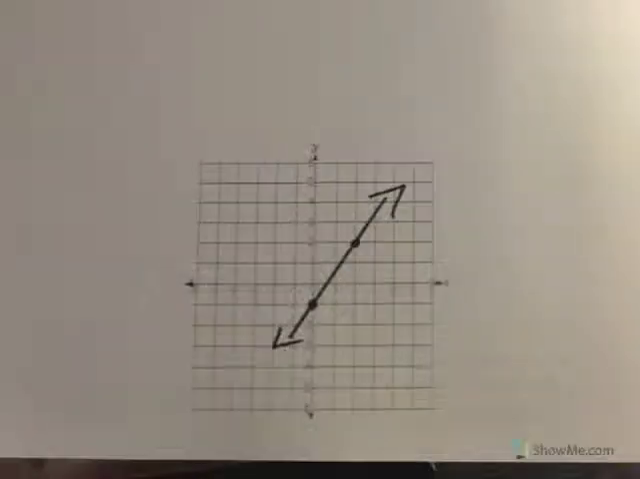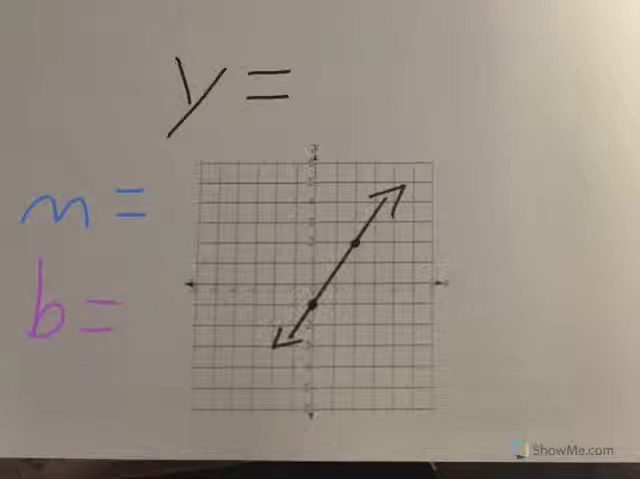Now we're going to kind of work backwards here. Now we have the line on the graph, and we're going to figure out what the slope and the y-intercept is from the graph, and then we're going to write the equation of this line in y equals mx plus b format. So we'll leave that y equals up at the top, and we're going to figure this out.